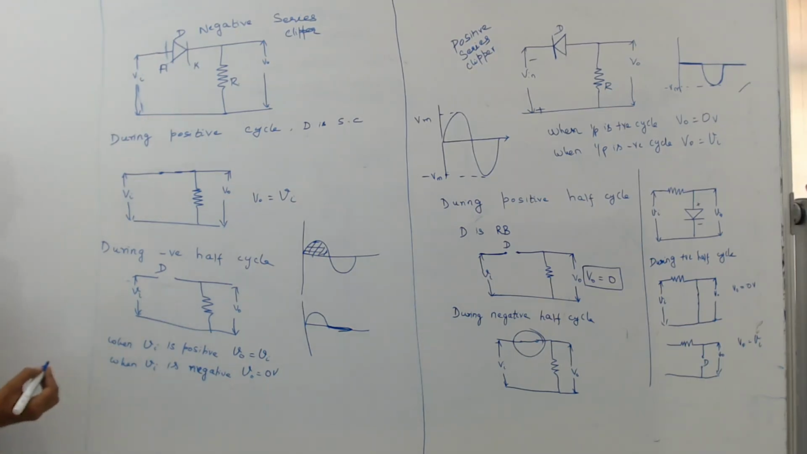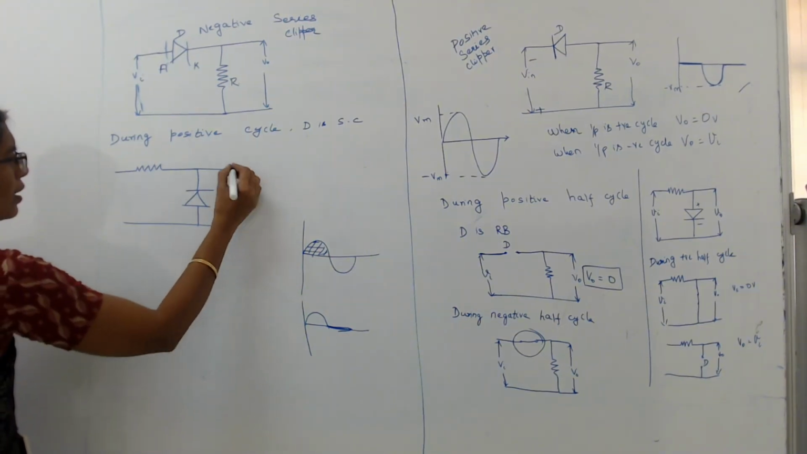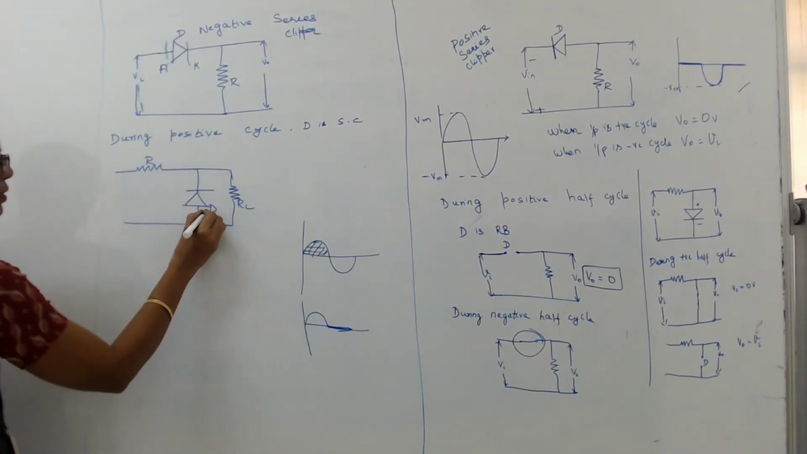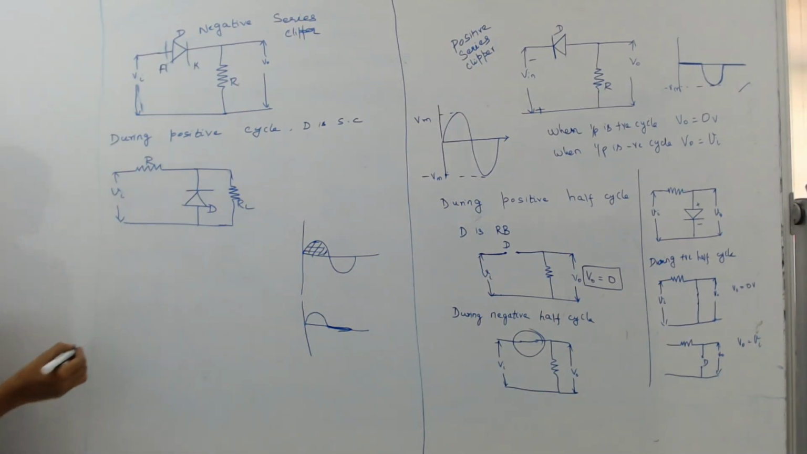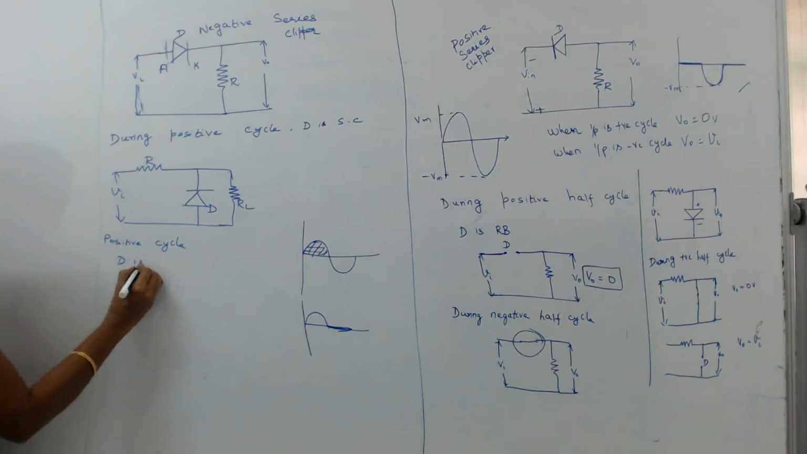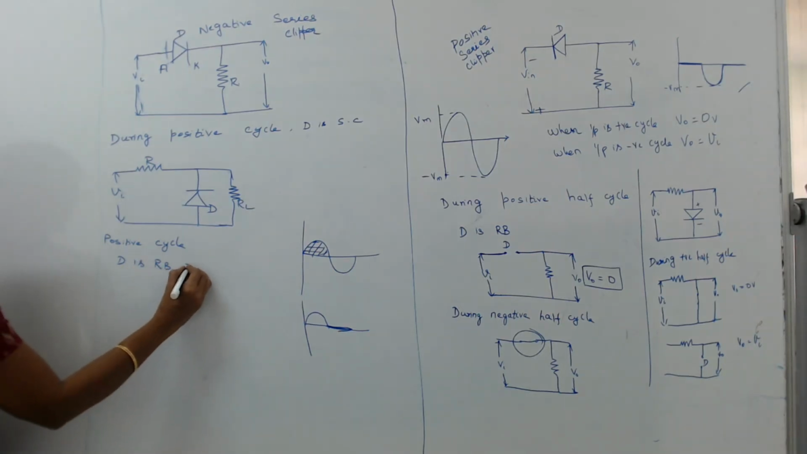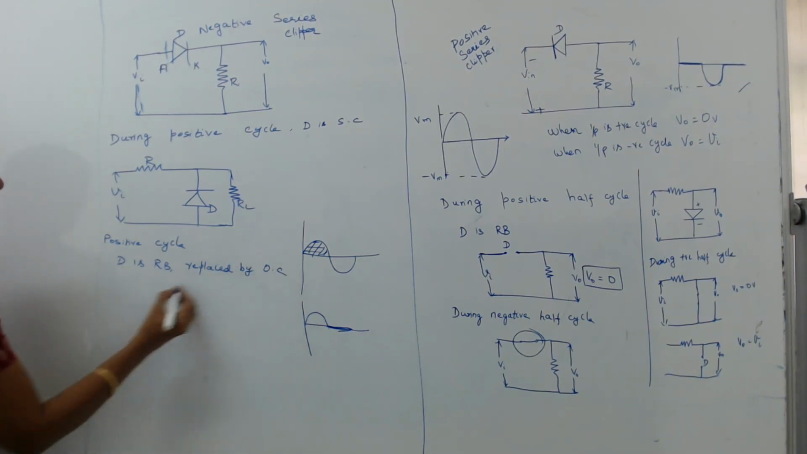The same circuit can be explained by placing the diode in the parallel path. In that case, the circuit can be simplified as follows. This is my load resistance RL, and here this is the R and the diode. During the positive half cycle of my input signal, the diode is reverse biased and hence it is replaced by an open circuit. So the circuit gets changed to this form.